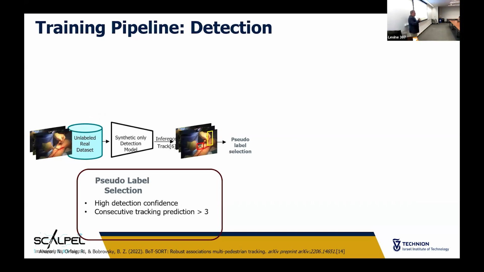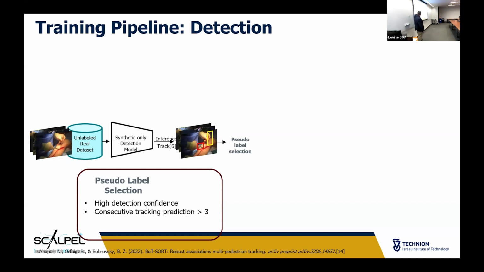And also, since it's a tool in video, we assume a tool won't just flash for one frame. So the detection model also has tracking in it. And only tools that are visible for at least 3 frames, we believe they are true tools, and we use them as tool labels for the detection model. So this helps us generate what's called pseudo labels.